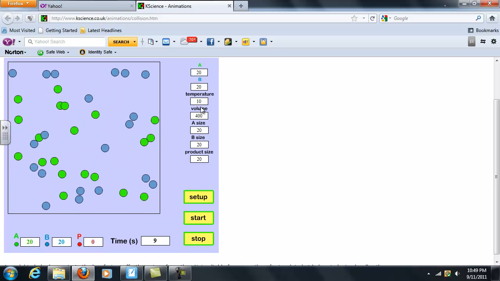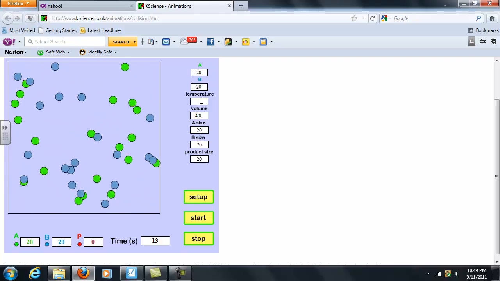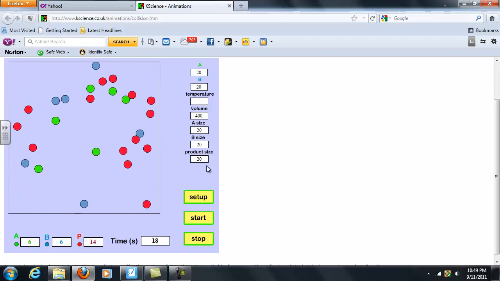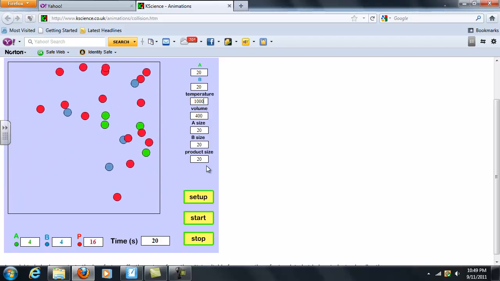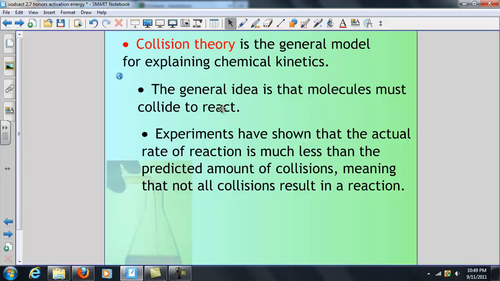So what's the difference? The difference is they don't have enough energy to react. If we crank up the temperature a little bit, then they start to react. So let's go back to our notes. So what does that have to do with anything?